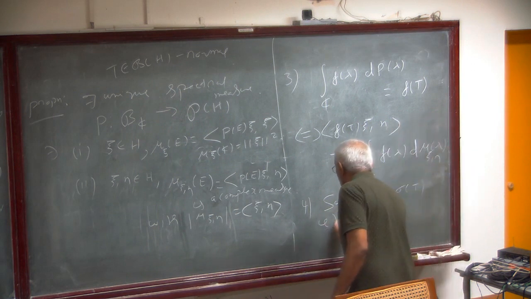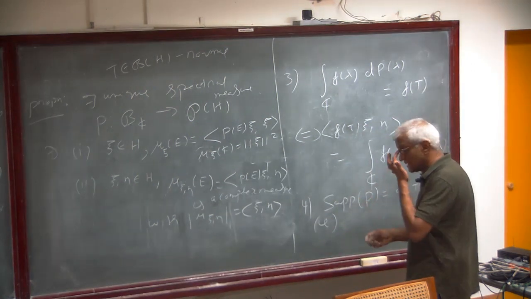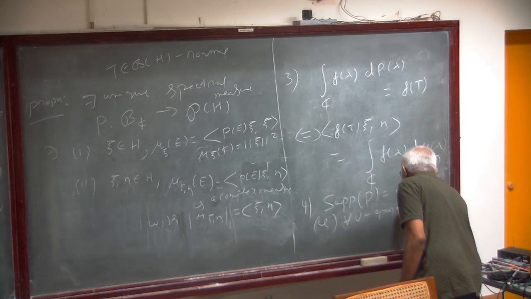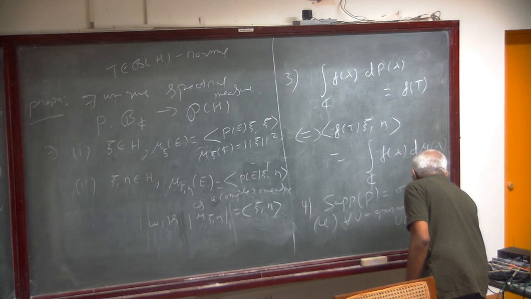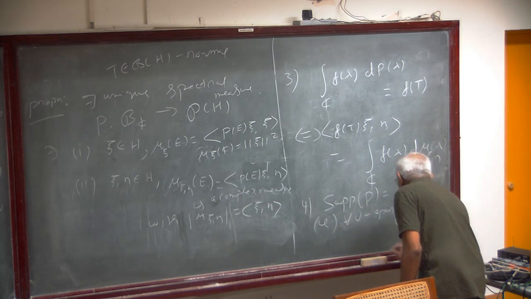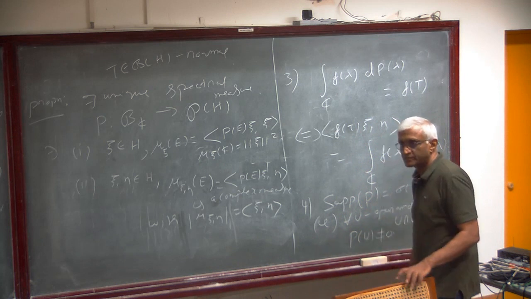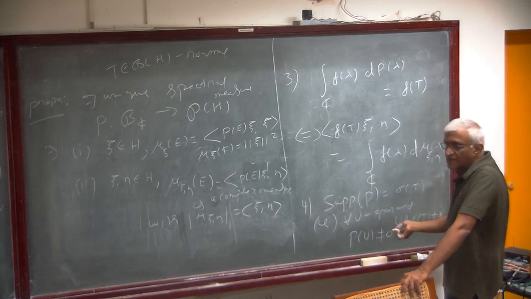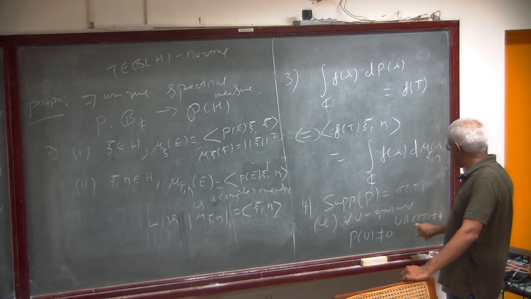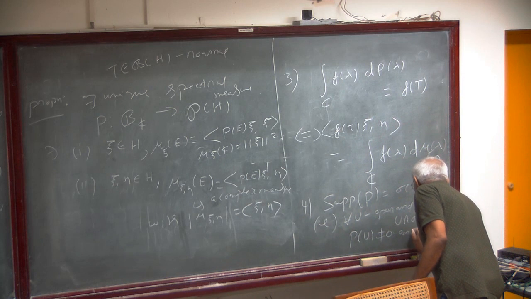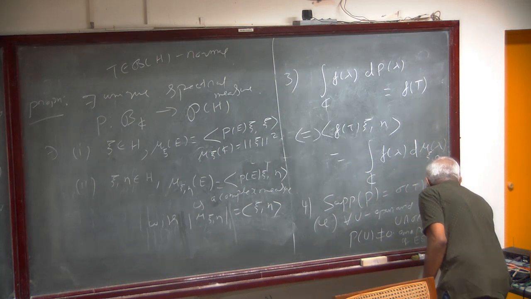And finally, the support of this P, whatever that spectral measure P is, is sigma t. Support can be defined in 2 ways. This is for all U open with U intersection sigma t non-empty, then P of that U is not equal to 0. This is equivalent to saying that P of E equals 0 if E is contained in sigma t complement.